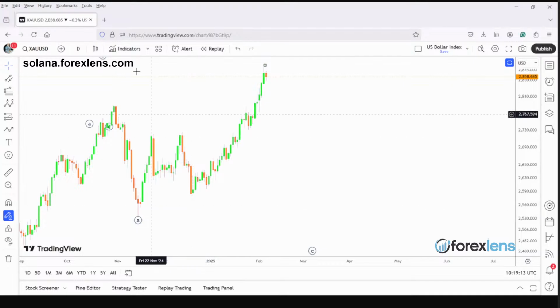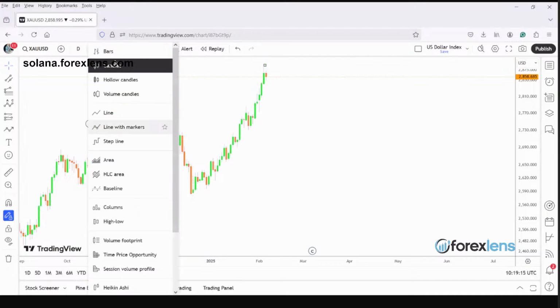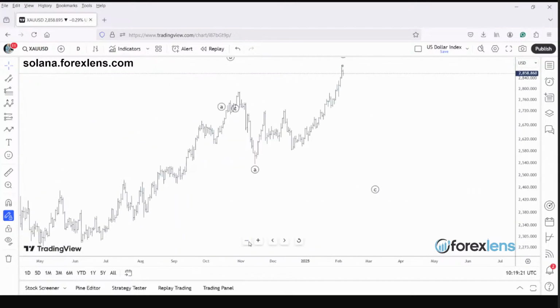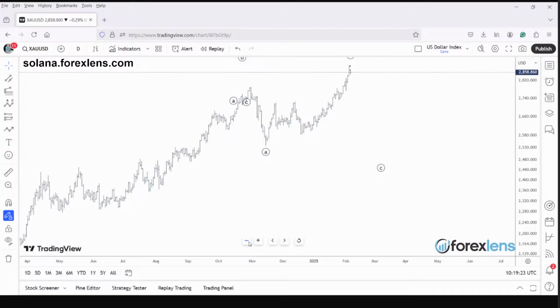So let's see. This is just a candle view, but the waves view is, as I said, either there or just one more high left. All right.